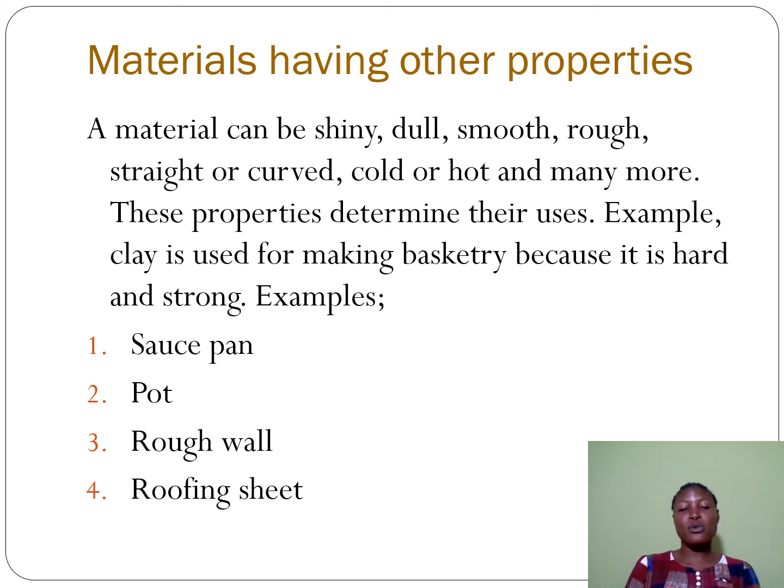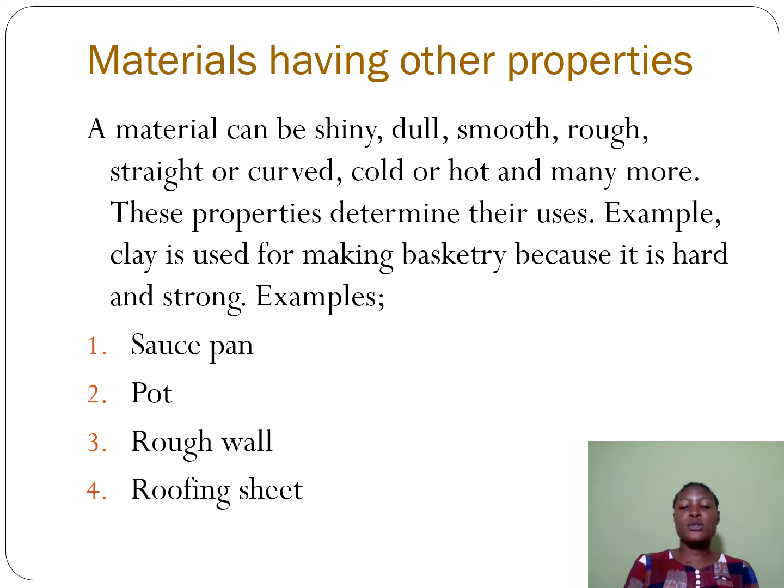Example 1, we have saucepan, which is shiny. 2, we have pot, which is dull in color and smooth. It is also curvy. 3, we have rough wall. We can say that the wall is very, very rough and straight. Then we have roofing sheets. We can say that they are shiny, they are curved, and sometimes they are cold and become what?